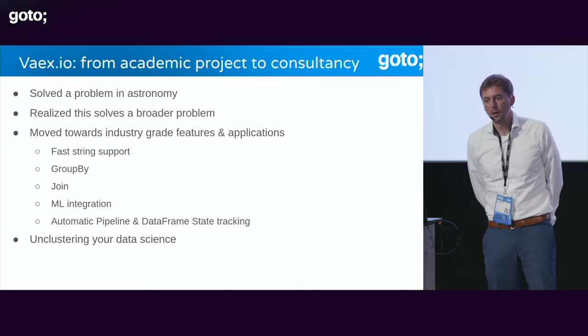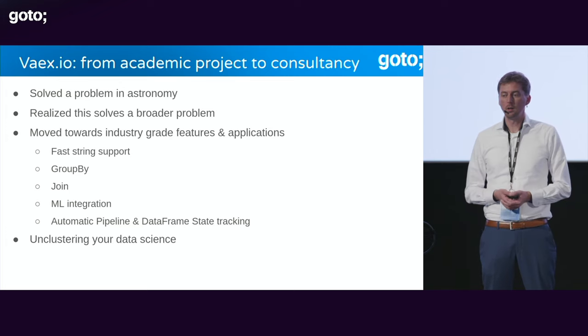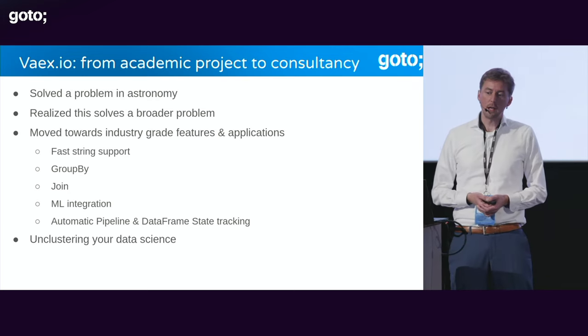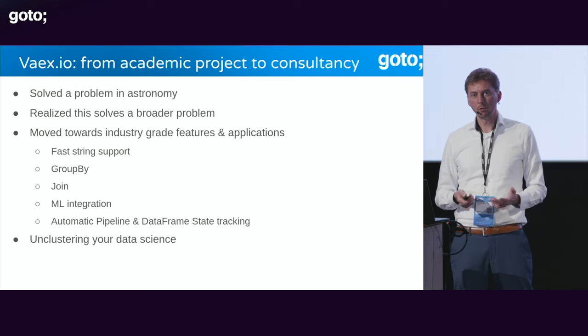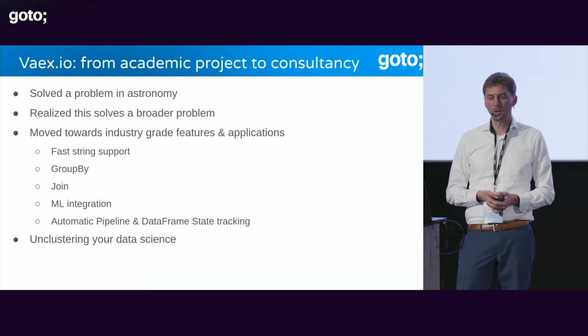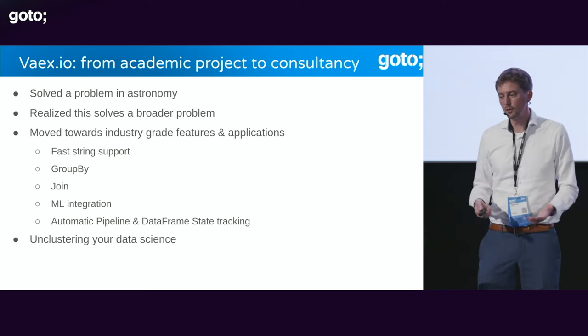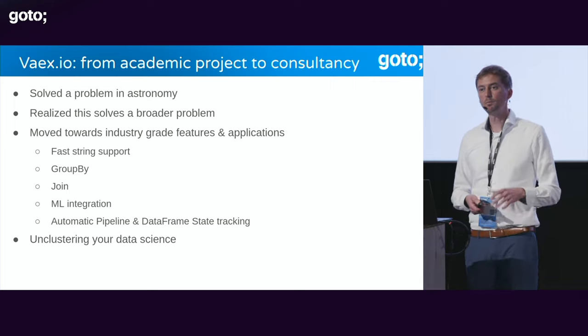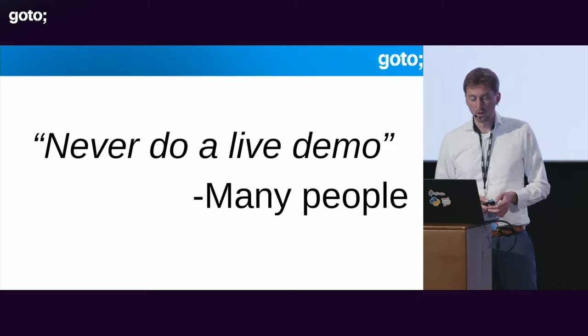So this was all happening in astronomy. Both Jovan and I left astronomy, and we now have a company. We solved the problem in astronomy, but we realized that this is actually a broader problem, and it can be applied to many industry issues. So we continued with more features. Fast string support was one of the first things we did, with massive performance improvements there, group bys, joins, ML integrations, etc. But basically what we want to give you is a tool to uncluster your data science. Probably you don't need a cluster in many cases, or at least you can postpone it as long as possible.